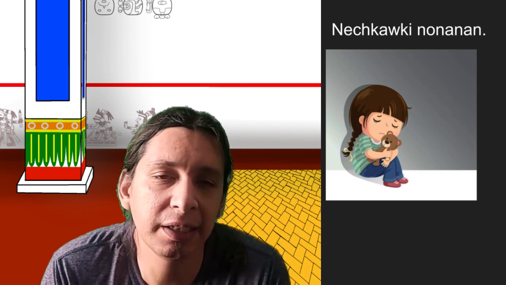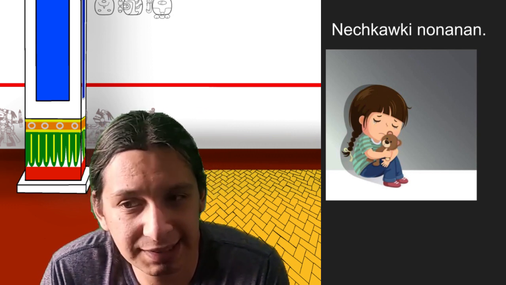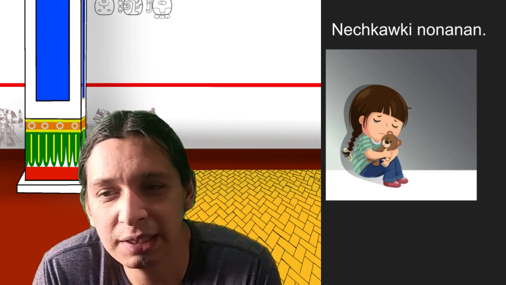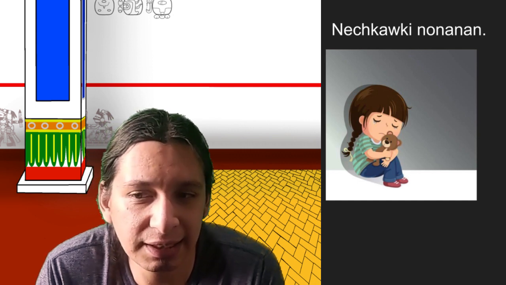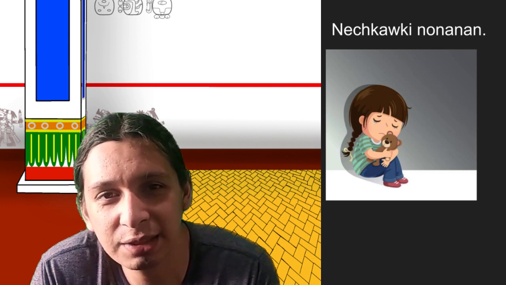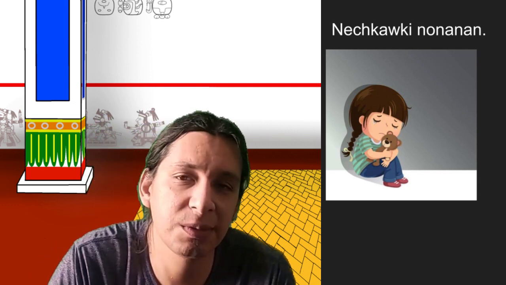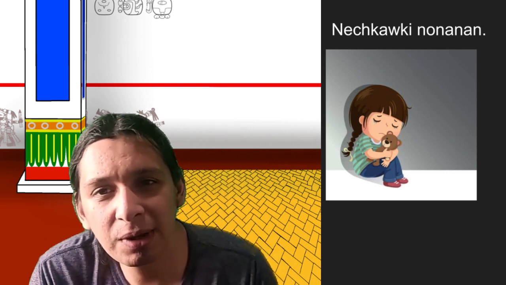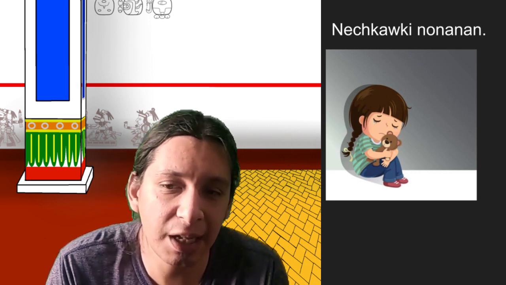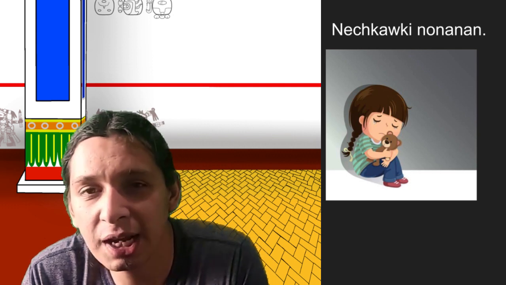Nech kahki no nana. This is in the past tense. That's why it has ki at the end. Okay, nechikahki. Since it has ki at the end, I know this is class 2, and the root word is kawa. Kawa, to leave something, to leave someone. So nechikawa means someone leaves me. Nechikahki means someone left me. So this girl is saying my mom left me. Nechikahki no nana.